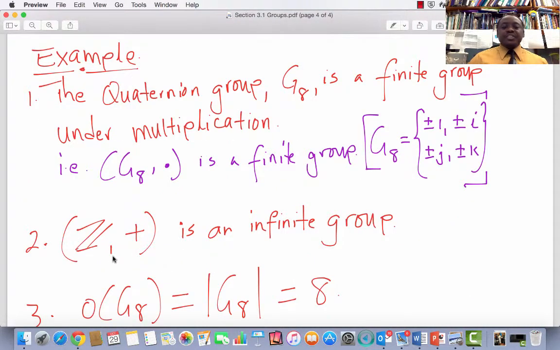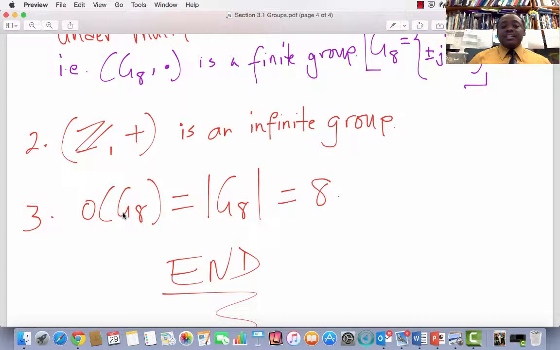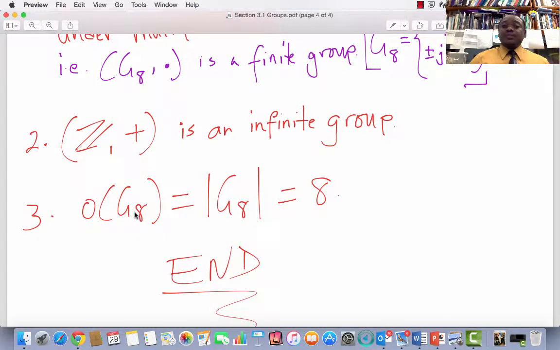The set of integers under the binary operation addition is a group, and it has infinitely many elements, so it is an infinite group. And talking about notation, since G8 has 8 elements, we say the order of G8, or the absolute value of G8, is 8. That means G8 is a finite group with 8 elements.